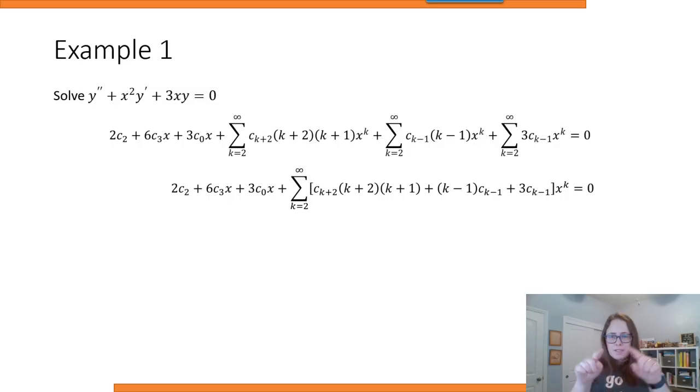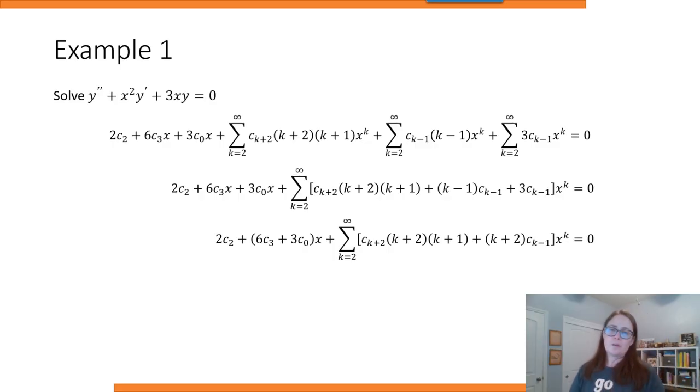Okay, so looking at that mess inside of my sum, I notice I do have two terms that are a c_{k-1}. So I can clean this up a little bit and combine those two. So I'm really just factoring out a c_{k-1}. And I'm going to end up with a k plus 2. If I do k minus 1 plus 3, that'll give me a k plus 2 there. So it cleans it up a little bit. We want to make this as simple as possible because it is pretty complex.